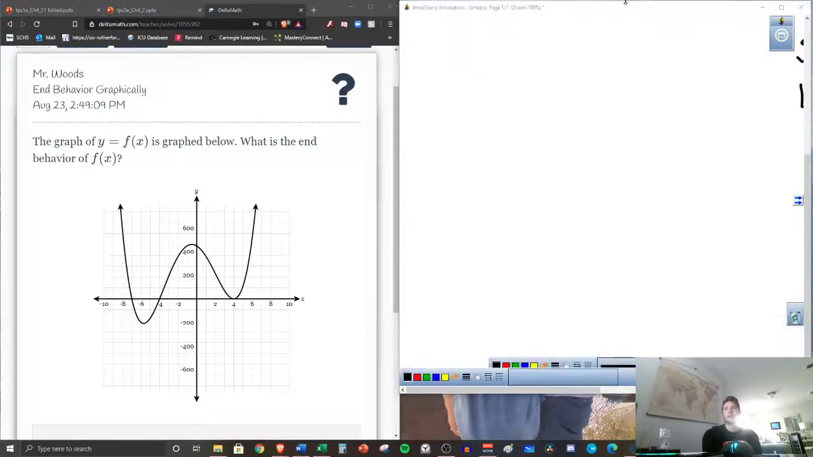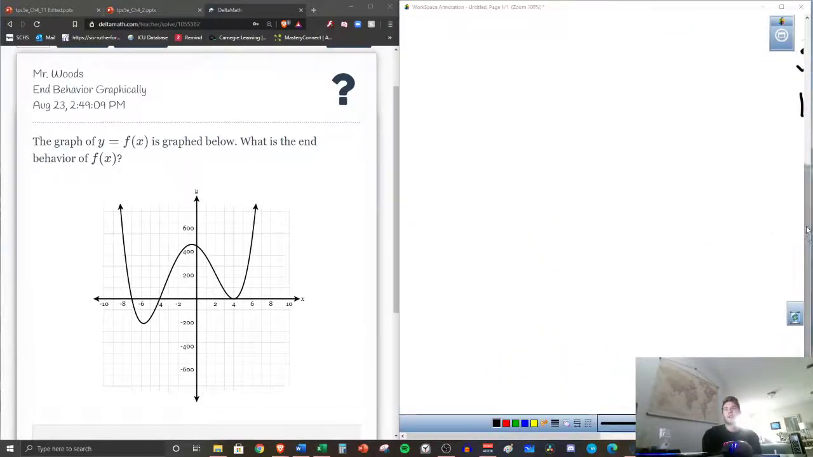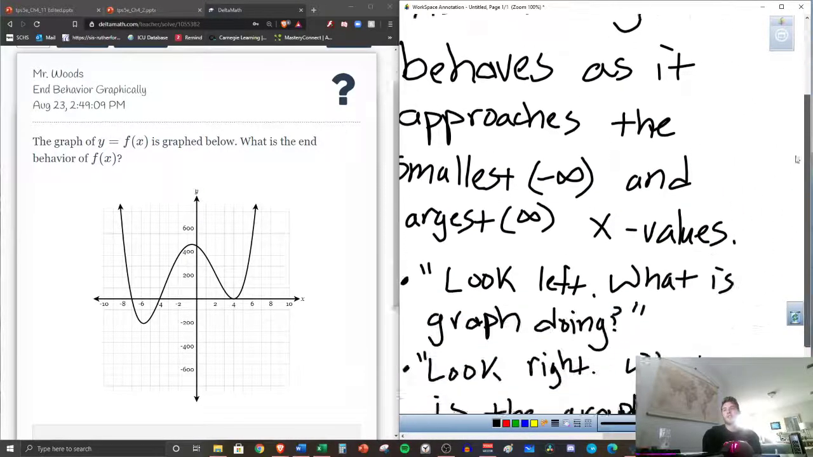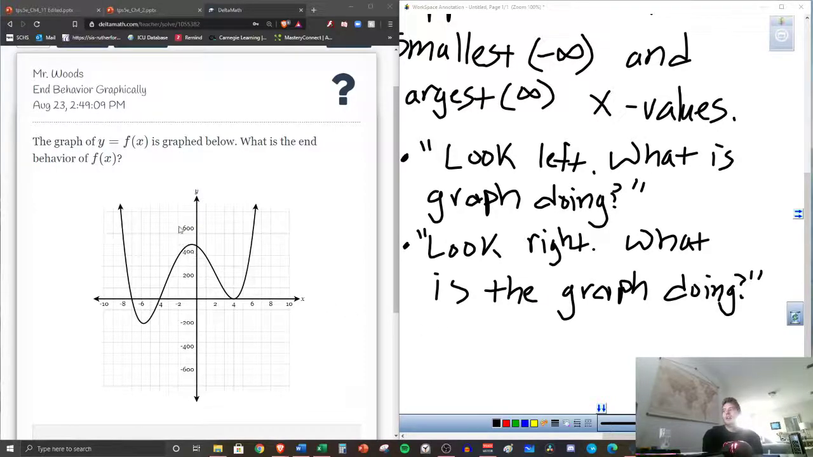So here is Delta Math, and here are our instructions over here. Look left, what is the graph doing? So we sort of center our vision on the middle of the graph. You can see my cursor is hovering over that, okay? Now if we turn to the left, we look at the graph, what is it doing? The left side, that's over here. Well, it's going up, okay? Then we look to the right, what's it doing? This one's going up, all right?